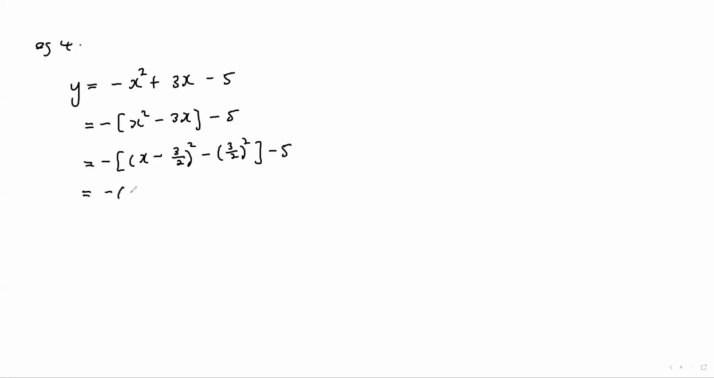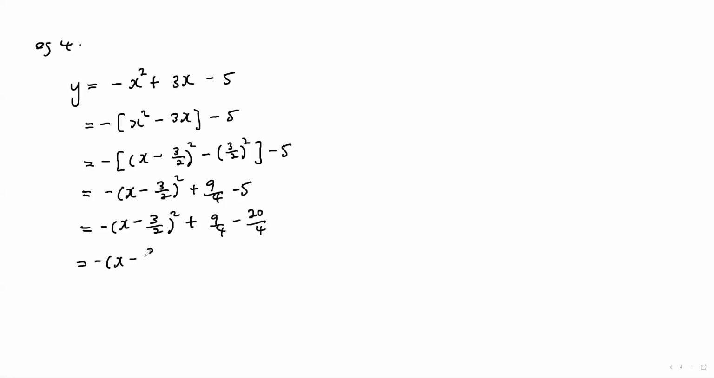And then we expand out. This will be x minus 3 over 2 squared, and minus minus will be a plus. This will be 9 over 4 minus 5. So 9 over 4 minus 5 is 9 over 4 minus 20 over 4, which is equal to negative 11 over 4. So that's the end of this example.